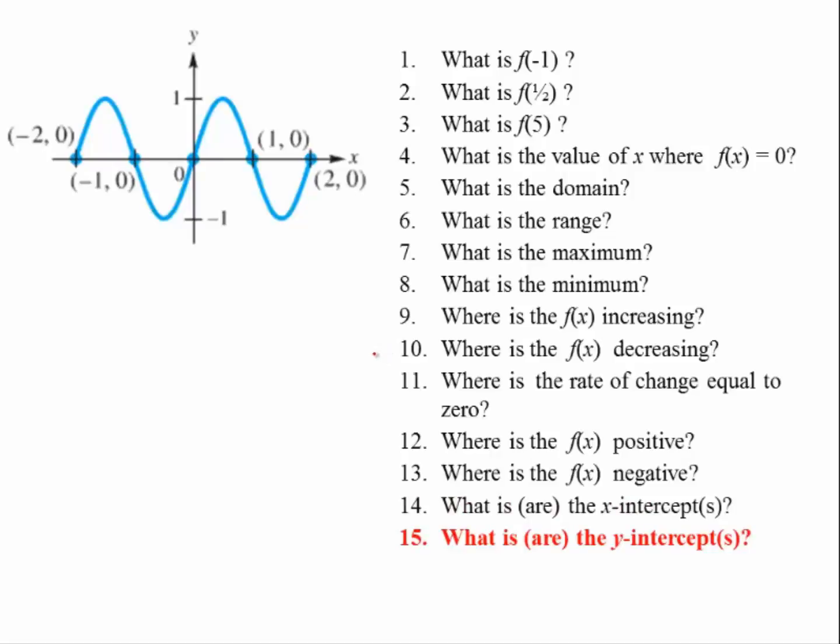And the last question, what is the y-intercept? Again, we can only have one y-intercept for this to be a function. If we had more than that, it would fail the vertical line test. There is one here, and that's at 0. So we could say when x is 0, or f of 0 equals 0, or if we wrote it as an ordered pair, it'd be 0, 0, the origin.